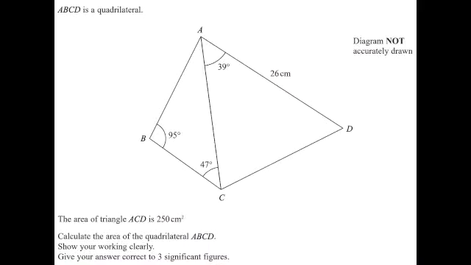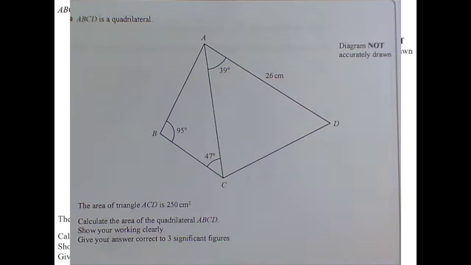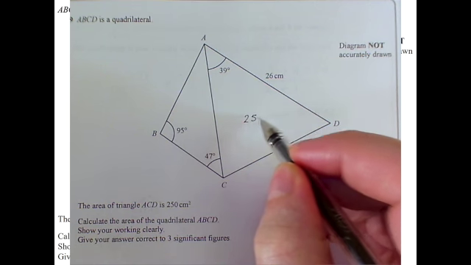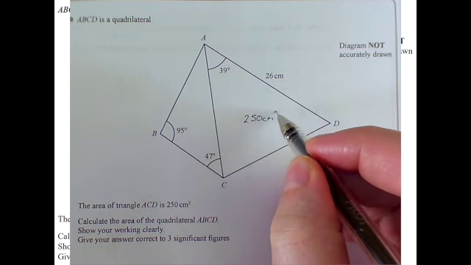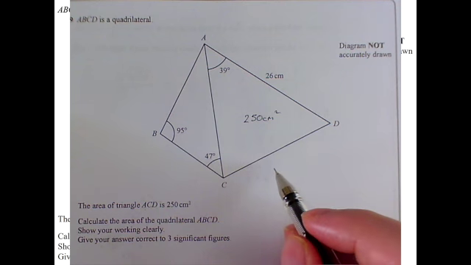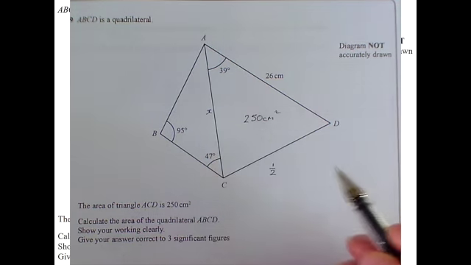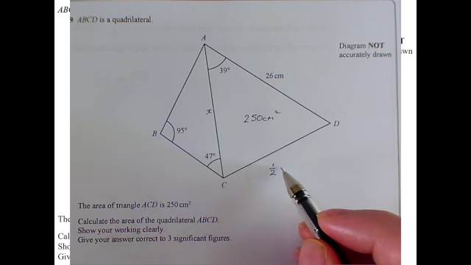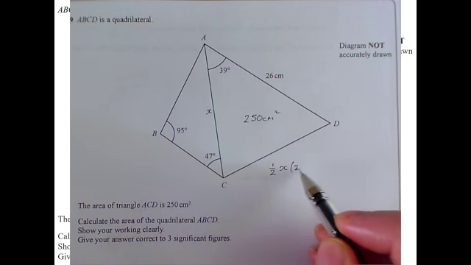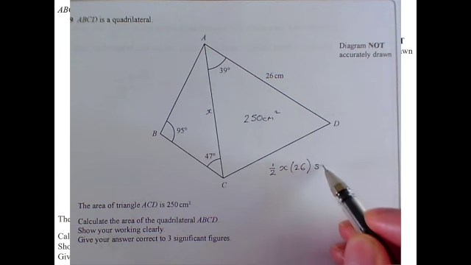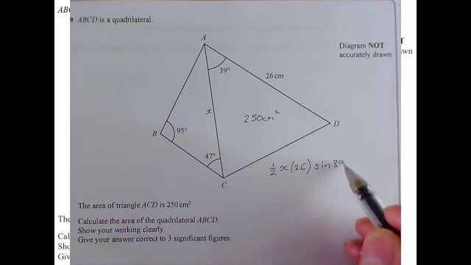Okay, so we've got a question here to calculate the area of the whole quadrilateral, and it looks quite tricky to start with, but they have given us the area of the triangle ACD, and that's really useful because we know that the formula for the area of a triangle is half ab sine C, and of course we have to know the lengths of the parts of the triangle that are either side of the angle. So I don't know the length AC, so I'll call it length x.